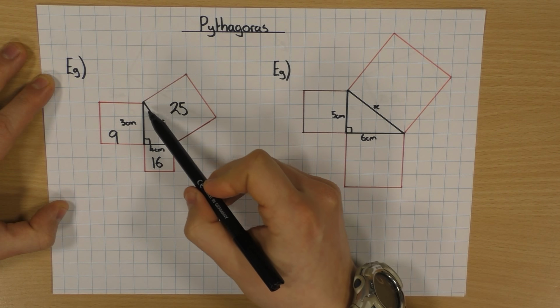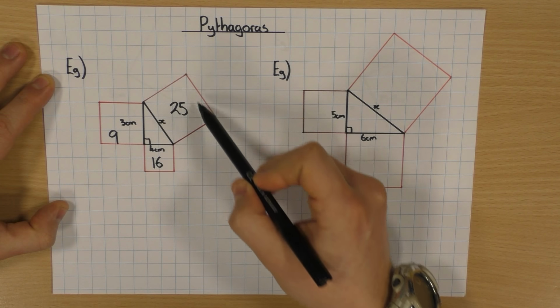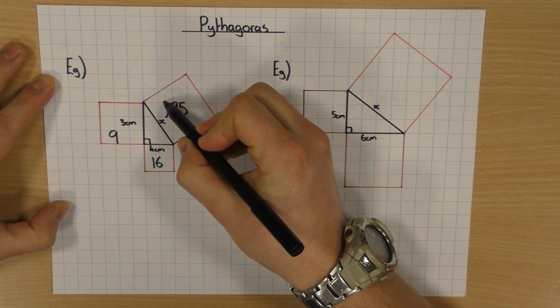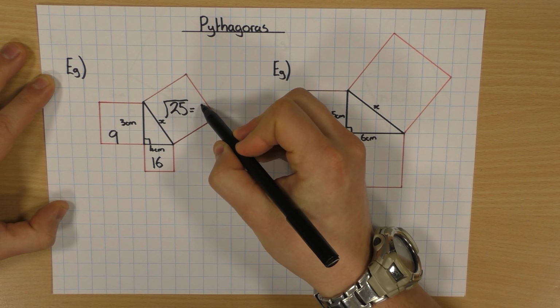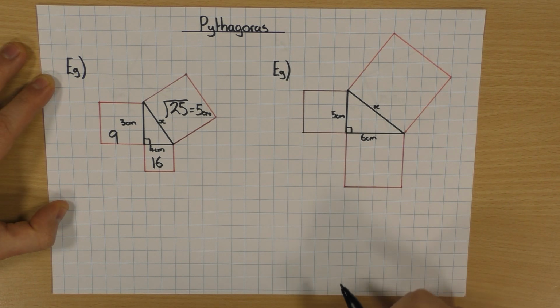So if you want to work out this missing length here, which I've called x, well, the area of the square is 25. To work out the length of the square, all you do is square root that, which will give you the answer of 5. And because that's in centimetres, it's 5 centimetres. So that's one way to look at it.